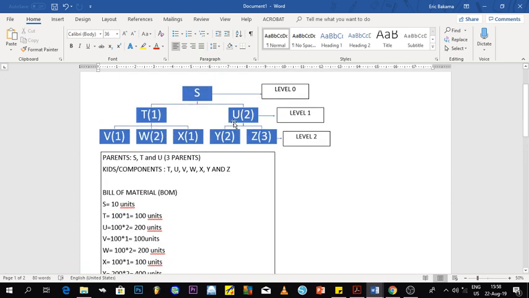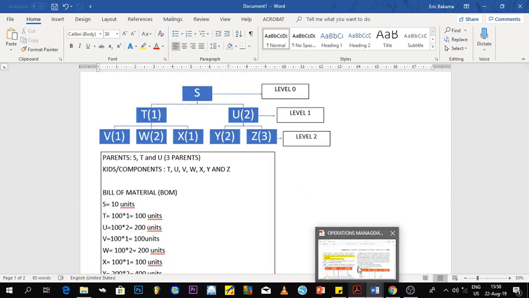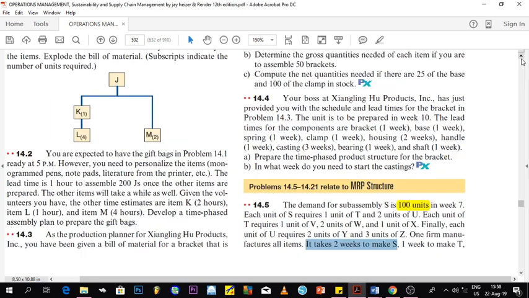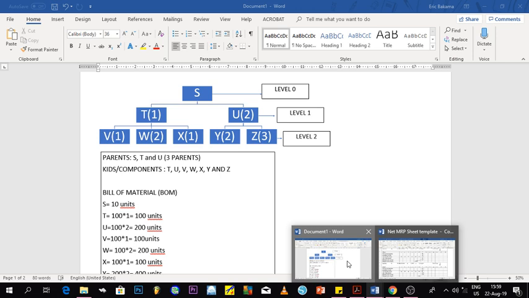So we are working backward. First of all, the lead time is important, so we need to know when sub-assembly S is needed. Sub-assembly S is needed in week 7. So it is key and important when we are drawing our time phase.